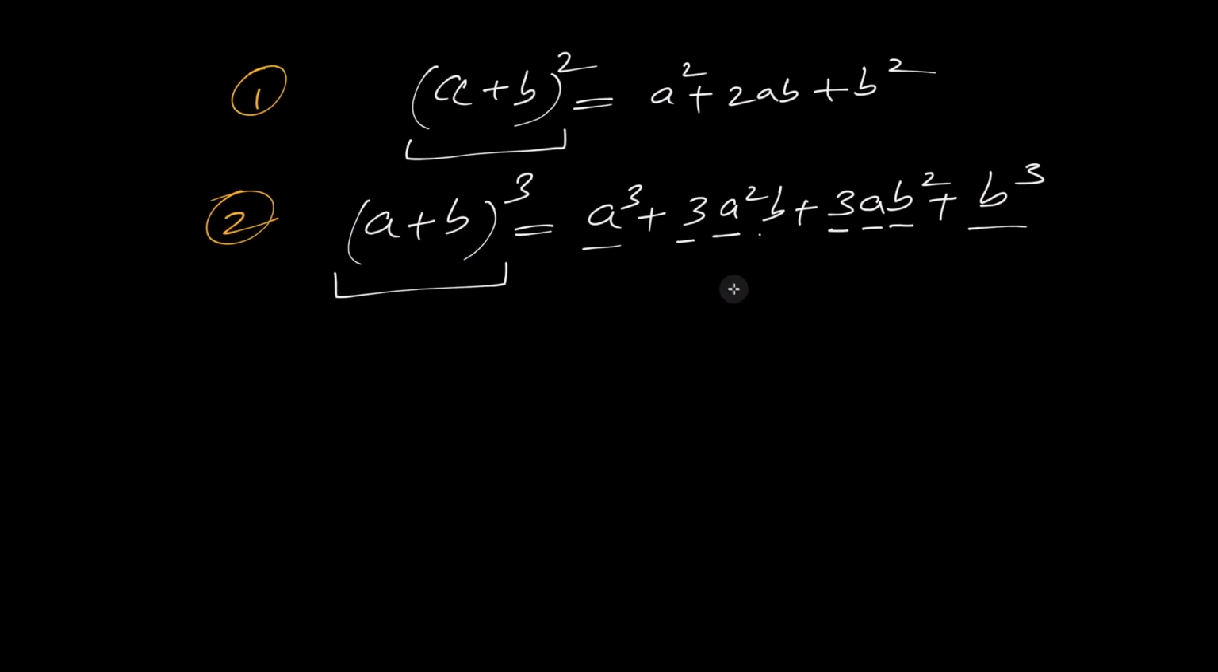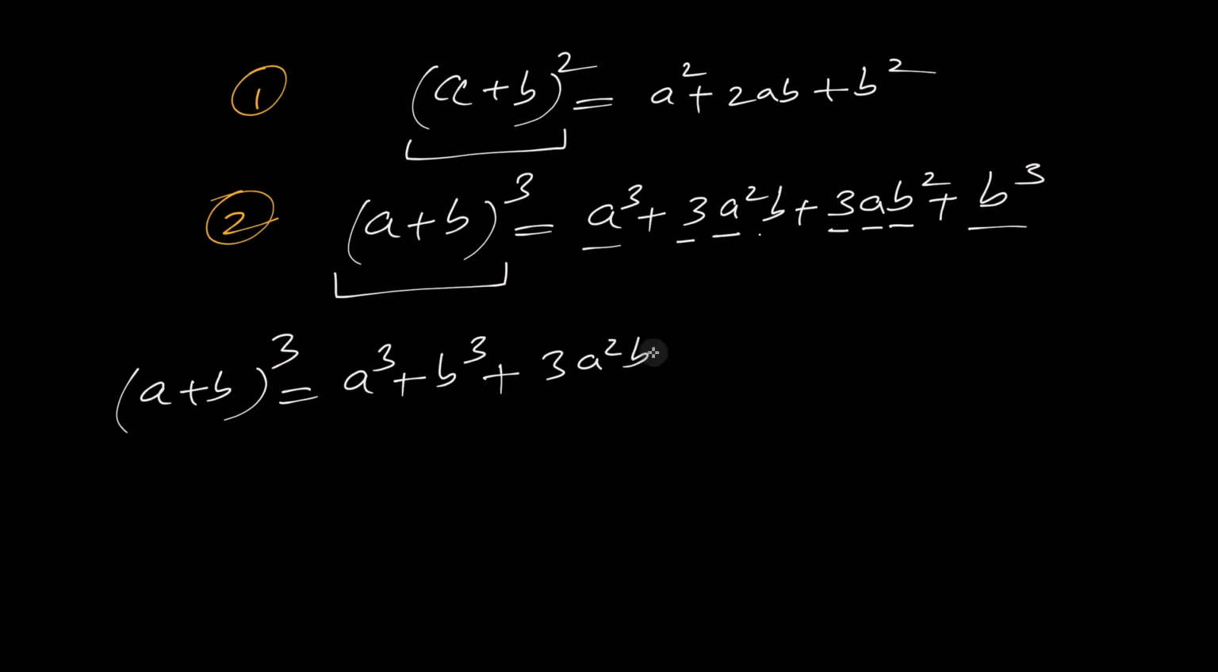Let's take the second formula first. I am going to rewrite. This is for a plus b whole cube equals a cube plus, I am going to write b cube first, so that it is easy to remember. Now I am going to take these two terms, 3a square b plus 3ab square. Since we are finding the factors for a cube plus b cube, I am going to write a cube plus b cube as it is here.